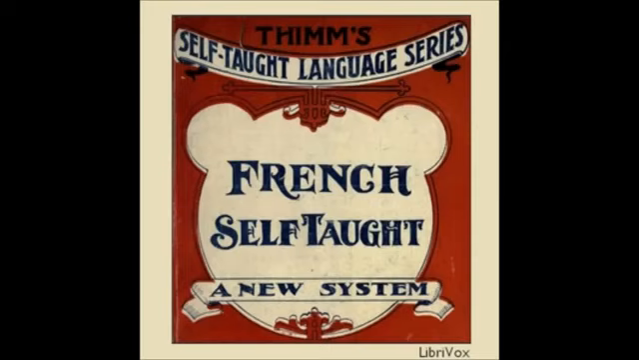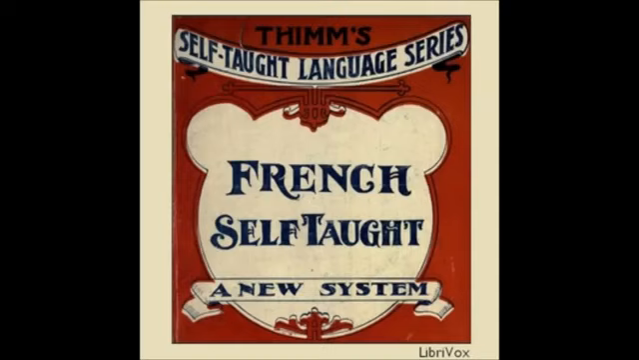Conditional, present, I should give. Je donnerais, tu donnerais, il donnerait, nous donnerions, vous donneriez, ils donneraient. Past, I should have given. J'aurais donné, tu aurais donné, il aurait donné, nous aurions donné, vous auriez donné, ils auraient donné.